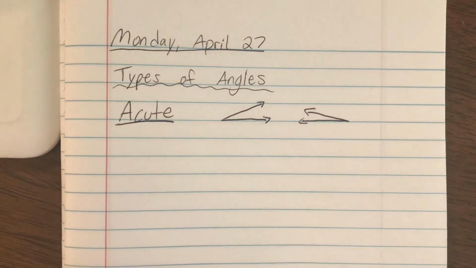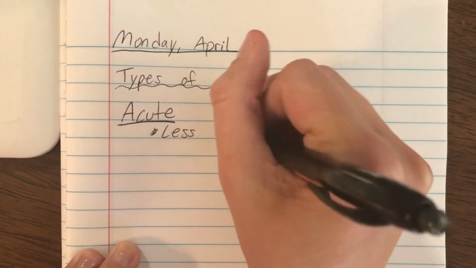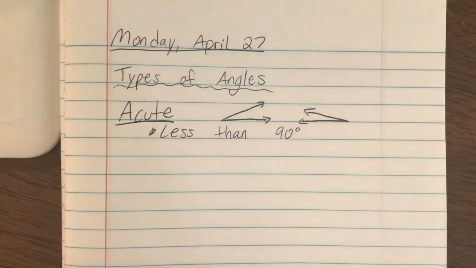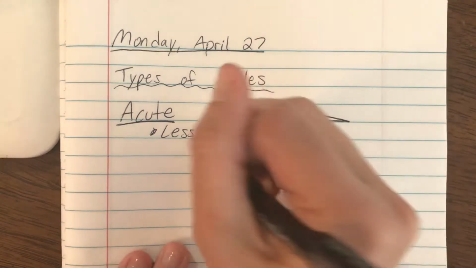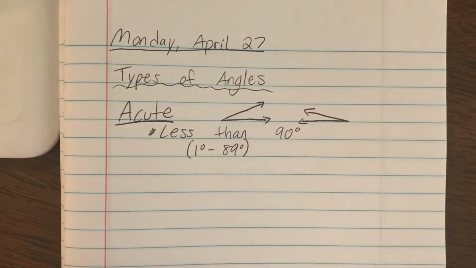The biggest thing with acute angles is that they are going to be less than 90 degrees. So they can be anywhere between 1 degree and 89 degrees. Anywhere within that range, they are going to be considered acute angles.